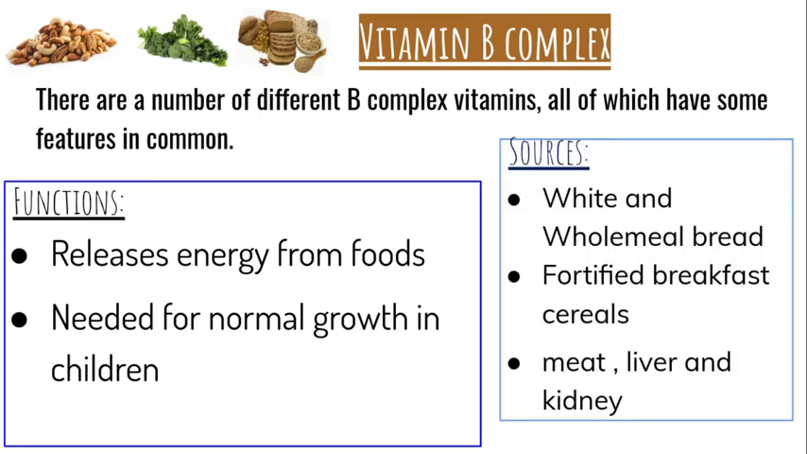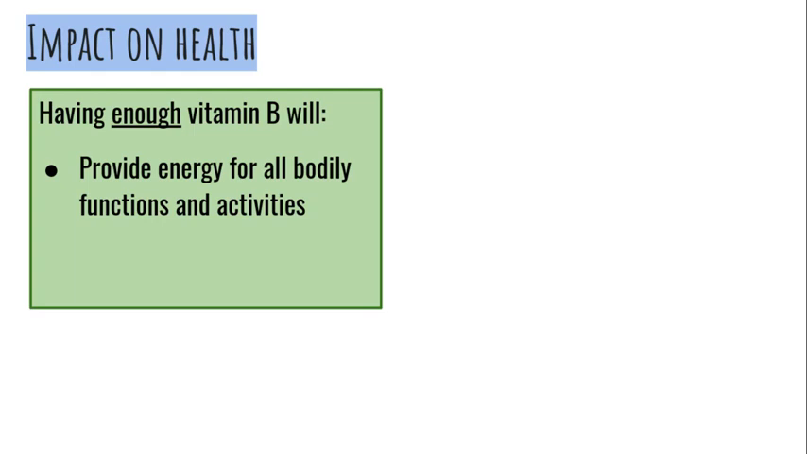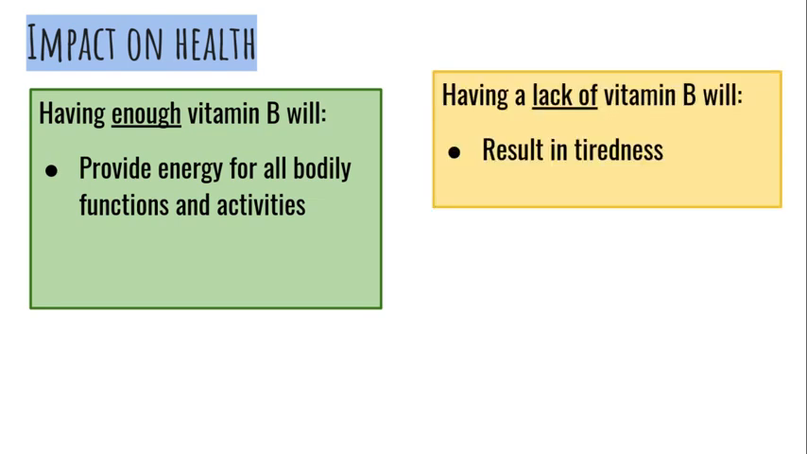Our sources are white and wholemeal bread, fortified breakfast cereal, so they're added to the breakfast cereal. They're not naturally found in there. And meat and offal like liver and kidney. The impact on health. So based on those functions that we've just covered, having enough vitamin B will provide energy for all bodily functions and activities because it's released effectively from the carbohydrate. A lack of vitamin B will result in tiredness because the energy won't be effectively released from the carbohydrate.